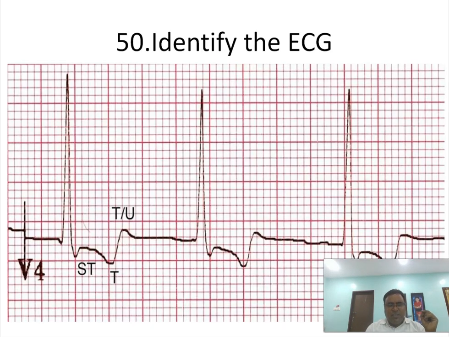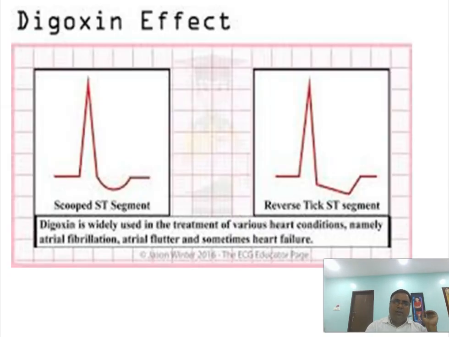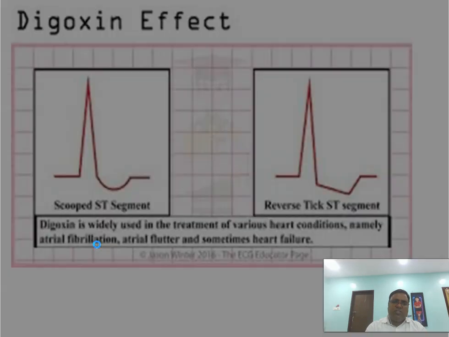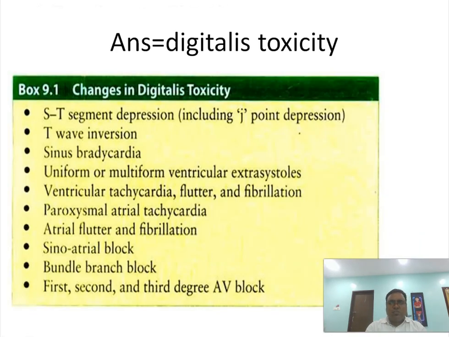Next, identify the ECG. What are we getting in this ECG? Inverted tick appearance. This is due to the digitalis effect. Reverse tick ST segment or scooped ST segment is seen in digitalis effect. Digitalis toxicity side effects include T wave inversion, sinus bradycardia, paroxysmal atrial tachycardia, atrial flutter, fibrillation, and even bundle branch block.